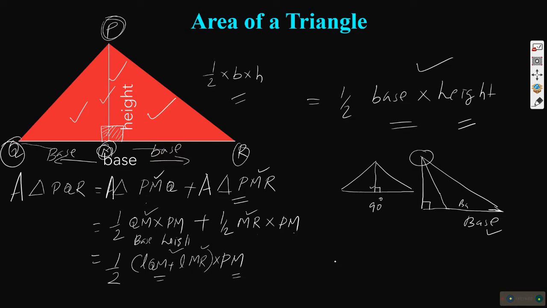Understood? The triangle can be in any format. It can be like this. This is a triangle. You consider this as base, you have to extend this, draw a perpendicular from here, make it a 90 degree perpendicular. This is the height then. Please understand. Keeping this in mind, let us go ahead with another.